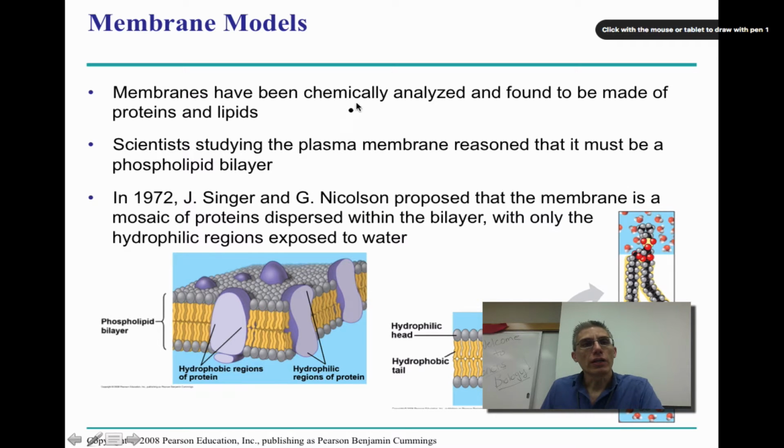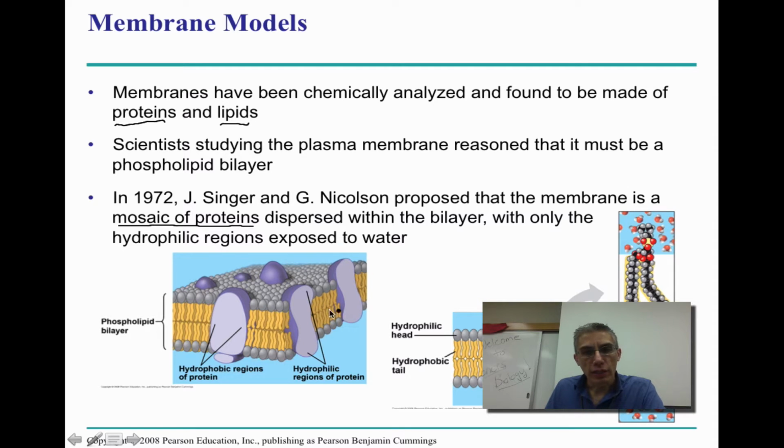Now, when you look at the different models of the cell membrane, the membrane has been chemically analyzed, and it's been found to be made mostly of proteins and lipids. Scientists studying the plasma membrane reasoned that it must be a phospholipid bilayer. A person that I would like you to note is somebody by the name of J. Singer and another person by the name of G. Nicholson back in 1972. And those two were the ones that proposed that the membrane is a mosaic of proteins dispersed within the bilayer, with only the hydrophilic regions being exposed to water.